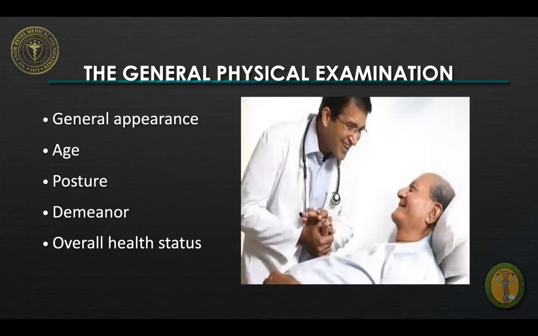Physical examination starts with general survey. These include the general appearance, the age, posture, demeanor, and overall health status of your patient. An example to this is when the patient comes into your clinic or the emergency room, you will already identify abnormalities based just by looking at the patient physically.